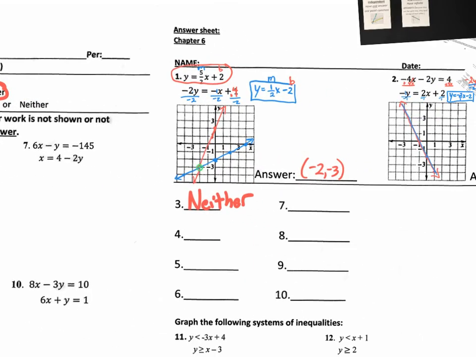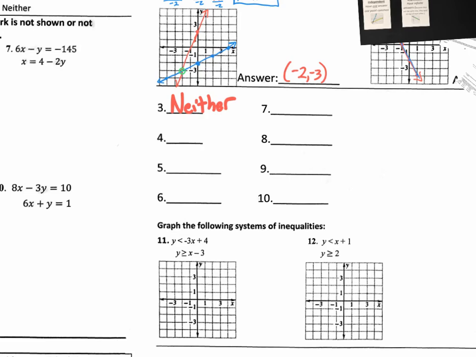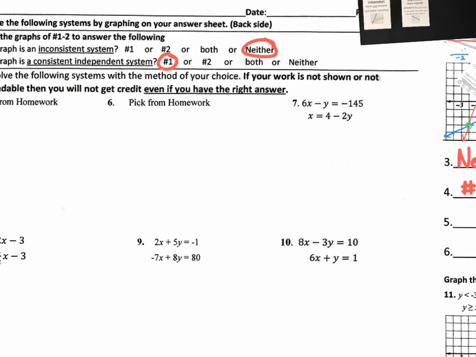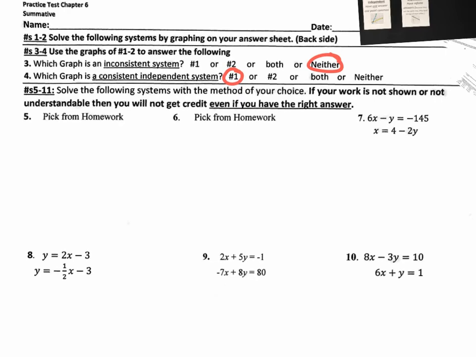So again, you have to transfer all your answers to the answer sheet. So this was number 4, and which one was consistent independent? That was number 1. So that's what you're going to write on the answer sheet. So far we have 4 questions done on this 100-point summative Chapter 6 test. Let's move on to the next portion of this test. It says, solve the following systems with the method of your choice.